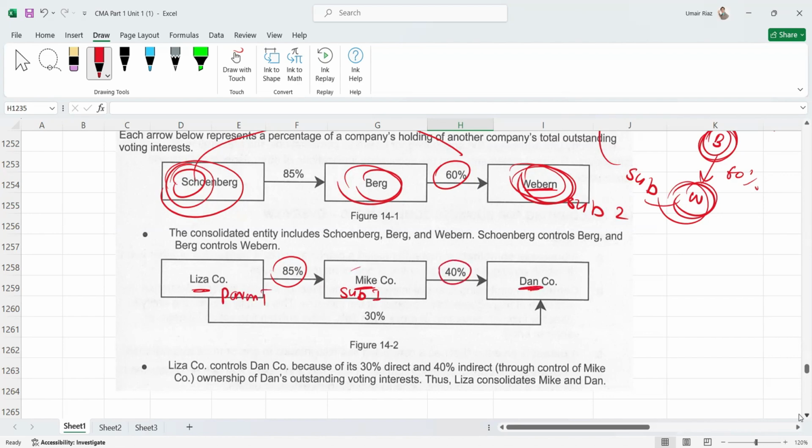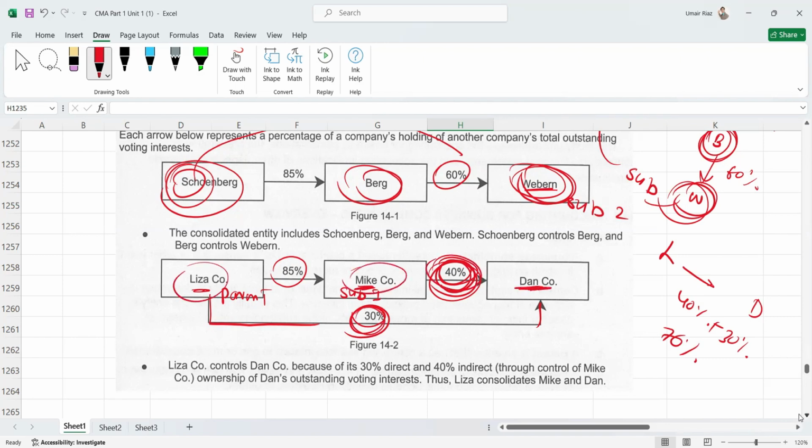Now, there is another thing. It means M has 40% of voting interest in D, but Lisa company also has a 30% interest in D. So we can say Lisa has interest in D. How much? 40% here plus 30% here. So in total they have 70% of voting interest. But this 40% is the indirect interest, and this 30% is direct from Lisa's point of view, because Lisa has 40% indirectly in D through M. But Lisa also has a direct interest in D.